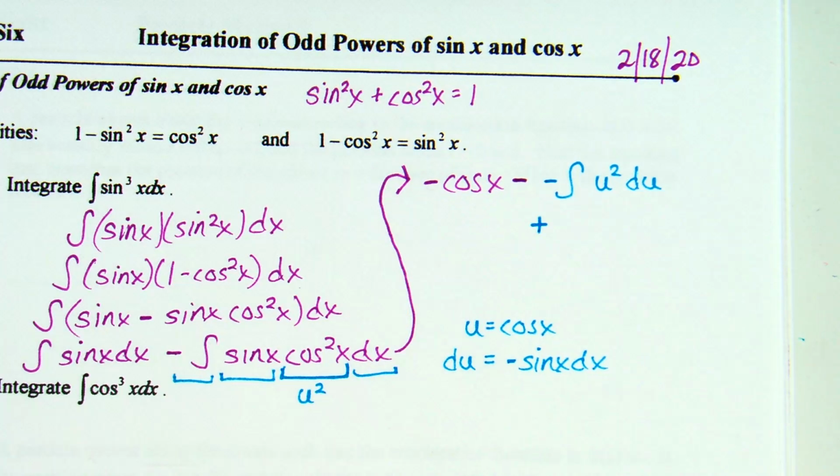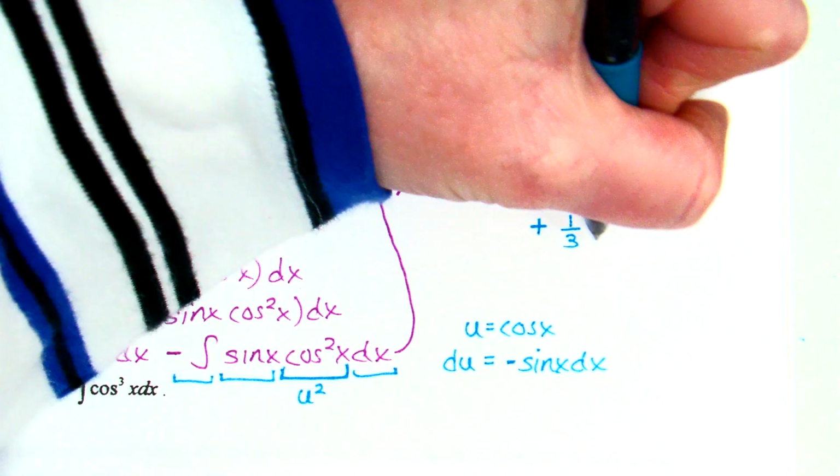U to the third over 3. Add a power and divide by that new power. So Wade listed it as u to the third over 3, or you could say 1/3 u to the third. I'm not picky. Me personally, I'm going to write 1/3 u to the third.